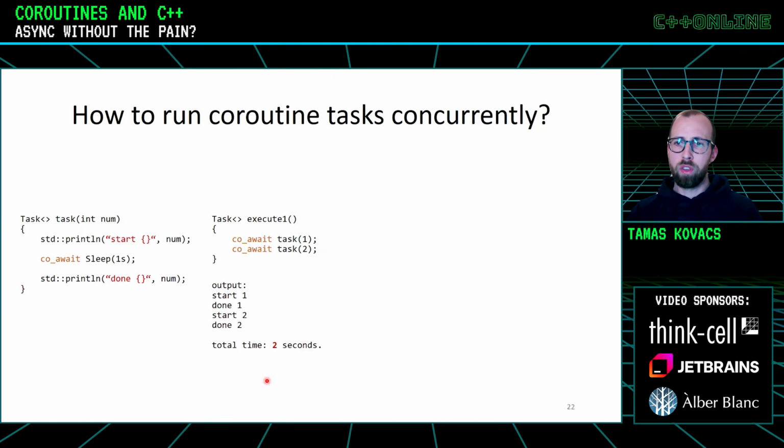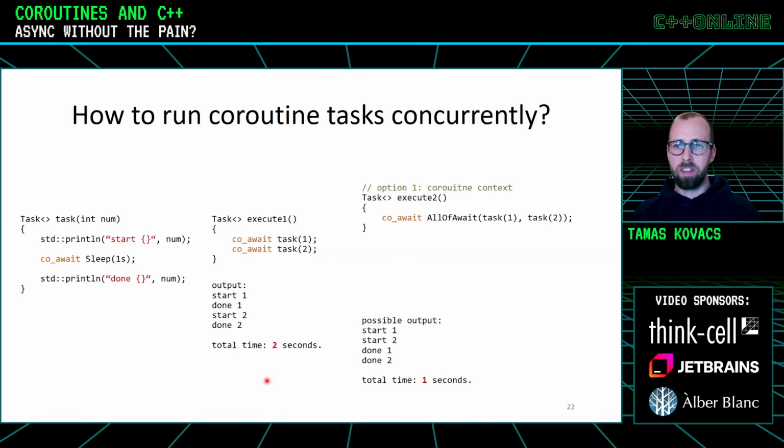So if we want concurrency, we have to say it explicitly. In our execute second example, we are using all of await, which gives us an awaitable that represents wait until all of these tasks are complete. And if you see the total time, this is going to take 1 second. So this is cool. We are going to have here a concurrent execution. On the other hand, this is for coroutine context. If you are in a coroutine, you can co-await it and create all of await for that.